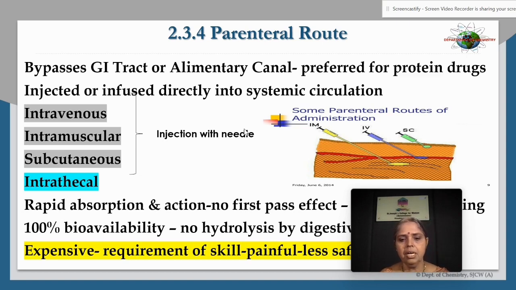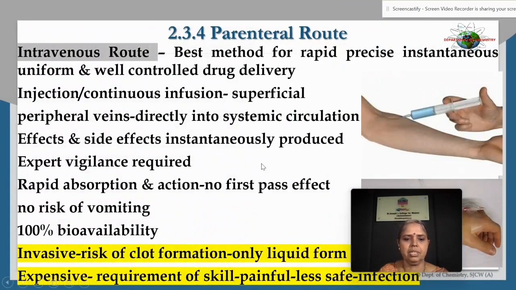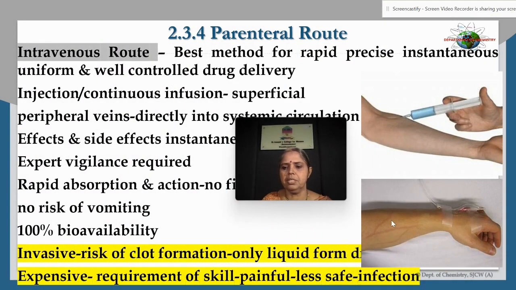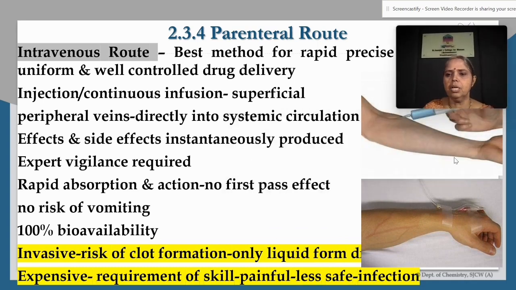Now let us see each one of these routes separately. You can see here a long needle for intramuscular and an IV needle directly into the blood vessel, and the subcutaneous is a small needle and the drug is released right beneath the skin. You can see here this is the injection and this is the infusion. You can see it's an IV drip and this is the injection. In both methods, the drug is introduced into the bloodstream directly.